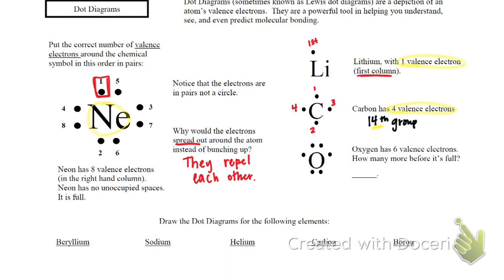Same idea for oxygen. What group is it in? Sixteenth group. So that's how it got the 6 valence electrons. And they would have gone in order 1, 2, 3, 4, and then back to the top, 5, 6. And this says how many more before it's full? 2, they can always go up to 8.